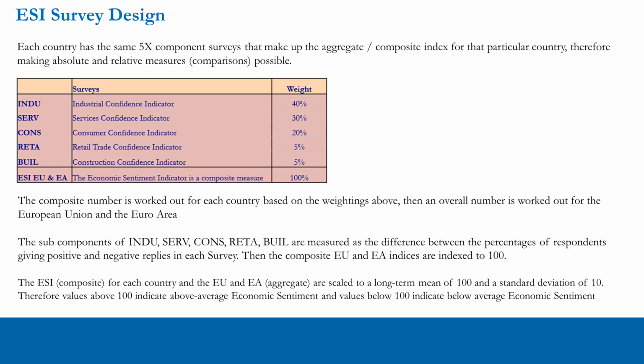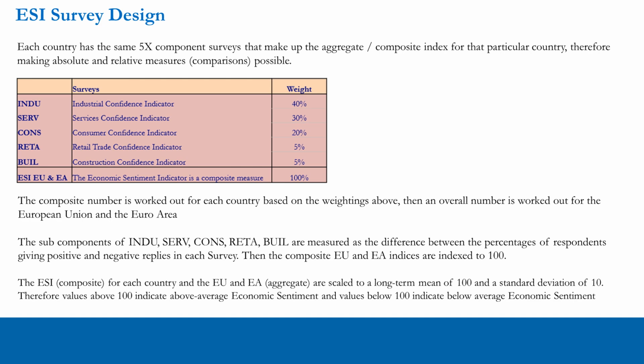We also have in Europe the retail trade confidence indicator, which is 5% weighting, and the construction confidence indicator, which is the equivalent of our building permits or housing starts in the US. We have our construction confidence indicator that comes in at 5%. So taken all together, this makes up the overall economic sentiment indicator for both the European Union and the Eurozone area.